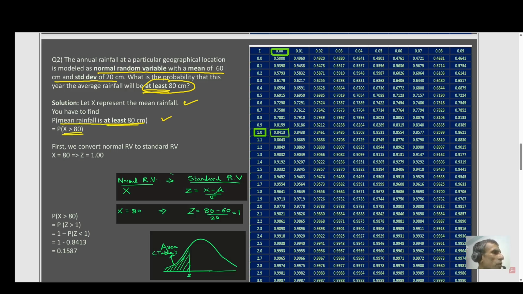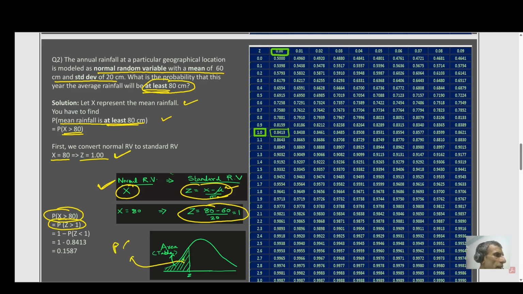I'm following the same pattern as in the previous question. First you map X equal to 80 to its Z value, using the same formula. I know my mean and my standard deviation, so I substitute the values, and my Z comes out to be 1. So X equal to 80 has mapped to Z equal to 1. Now the probability of X greater than 80 becomes the probability of Z greater than 1. We know that the total area under your curve is always equal to 1, and we know that this area right here is the probability of Z less than 1.